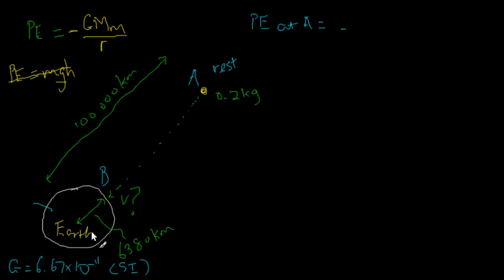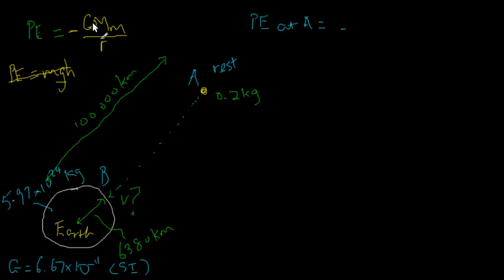Okay, let's say I have the mass of the Earth, and that's given by 5.97 times 10 to the 24 kilogram. So I have that, and I have everything I need.